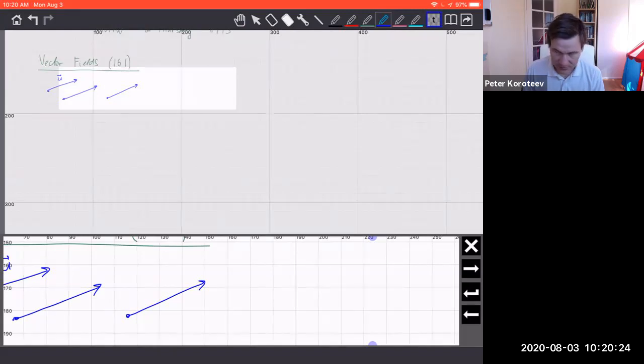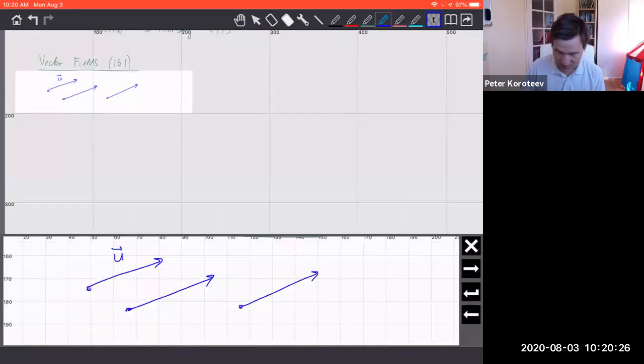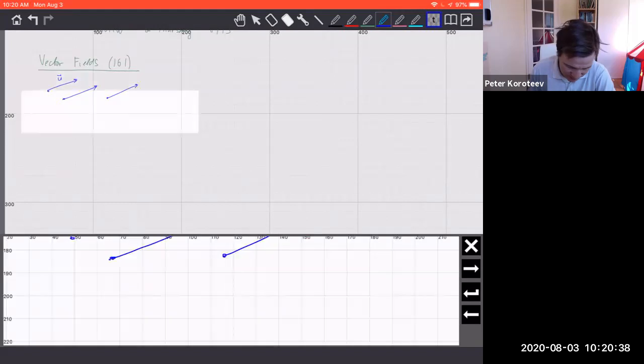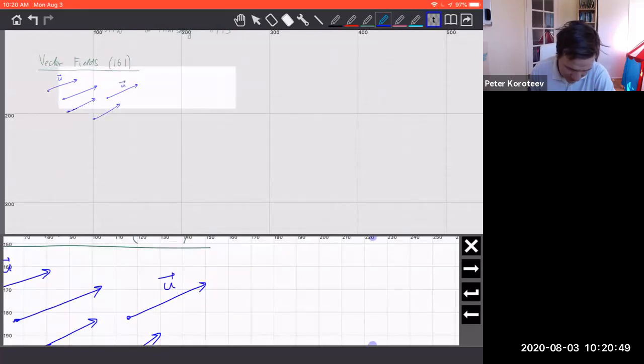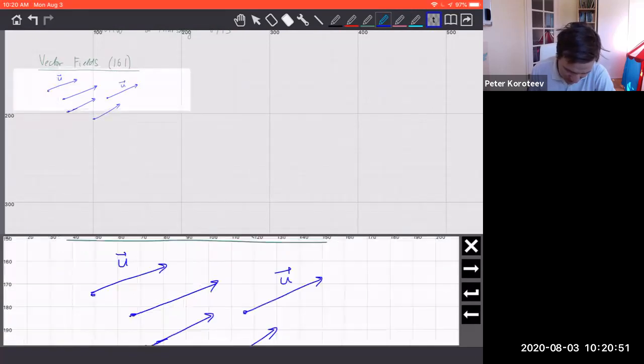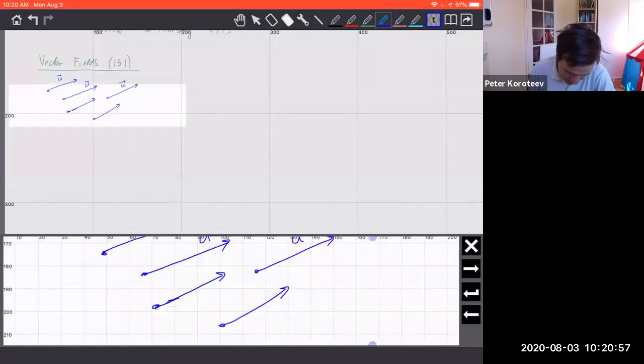So remember, we saw the subtlety was that it's not just one directed segment, rather it was a set of all directed segments of equal length, which are parallel to each other, which means that you put it in every point of the space. It's the same vector, the same directed segment, which starts from every point of the space. So we call this a vector.